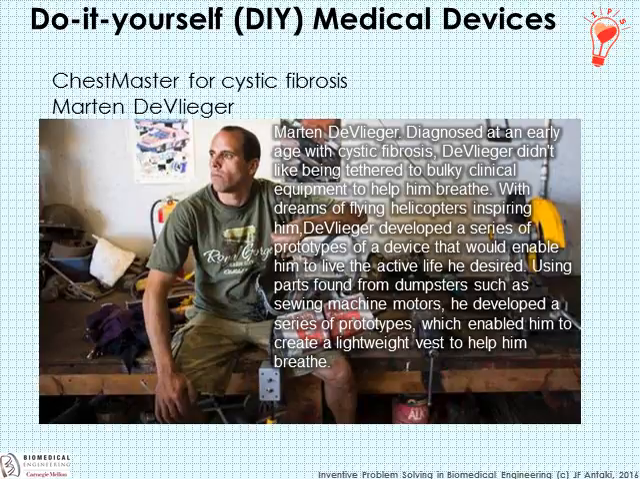I'd like to close on this topic that I find very exciting, which I call do-it-yourself medical devices. And here's an example, the Chess Master for cystic fibrosis developed by Martin de Vlieger. I'll read his story really quickly. He was diagnosed at an early age with cystic fibrosis. He didn't like being tethered to bulky clinical equipment to help him breathe. With dreams of flying helicopters inspiring him, de Vlieger developed a series of prototypes of a device that would enable him to live the active life he desired. Using parts found from dumpsters, such as a sewing machine motors, he was able to develop a series of prototypes which enabled him to create a lightweight vest to help him breathe.